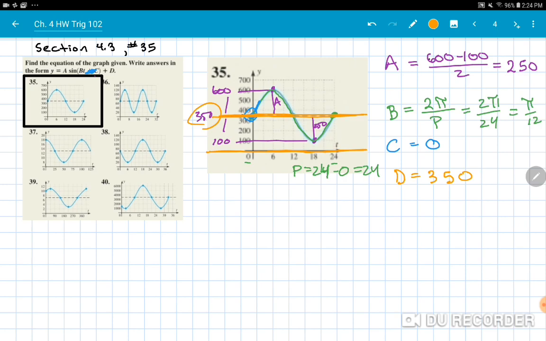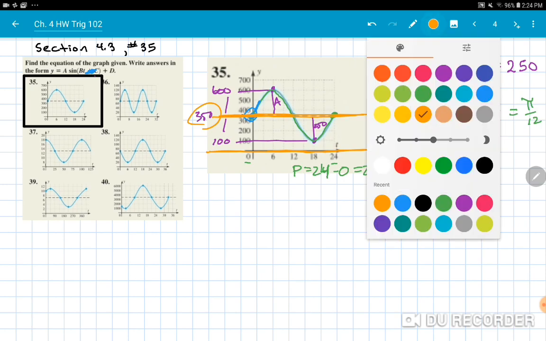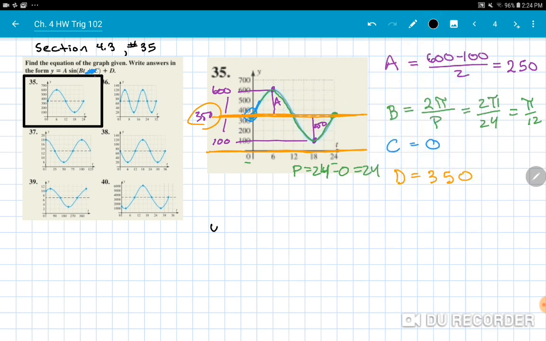Okay, so now I can just put those into my equation, and I get y equals, putting it into this equation, the A is 250 sine, the B is pi over 12 t, C is 0, so I don't need to write that because adding 0 doesn't change anything, and plus D.